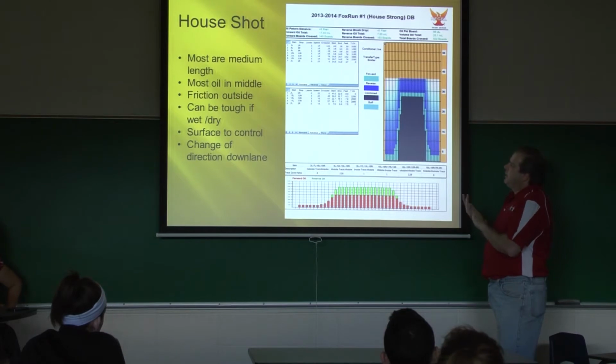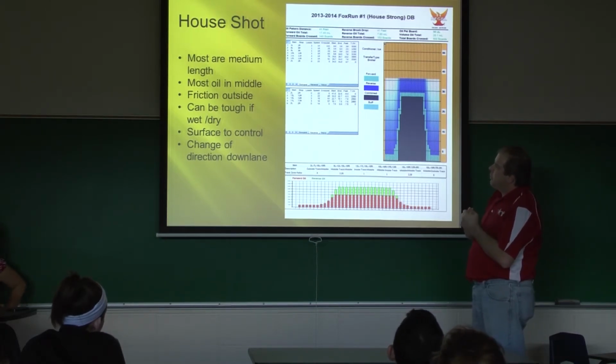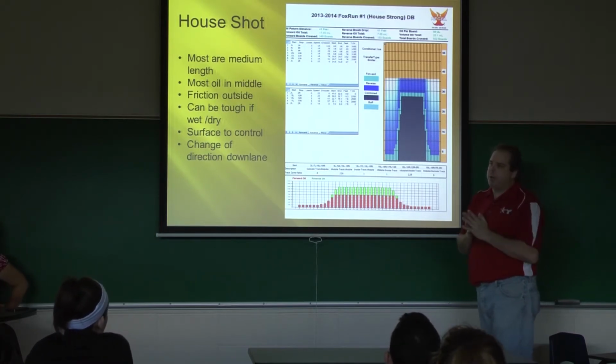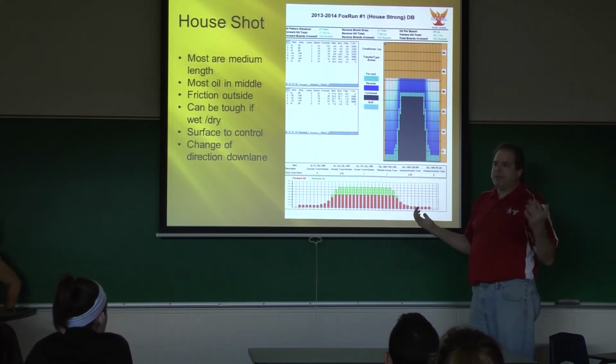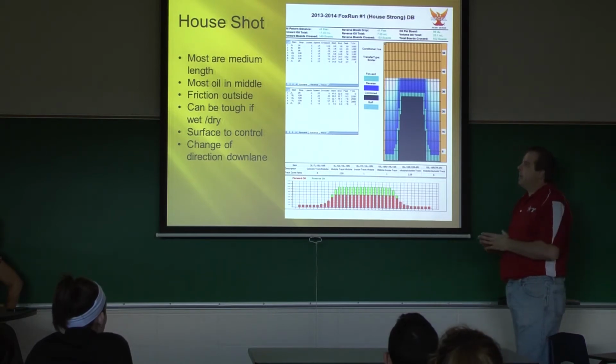All right, next one, typical house shot. This is where you see all the oil in the middle. Most house shots are medium length. Again, that goes back to the whole exit point. Your average guys out there bowling in league don't want to play first arrow. They don't want to play third and fourth arrow. They want to play somewhere around that big second triangle, right? Stand on the big dot in the middle.